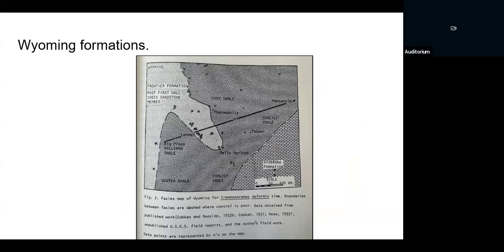So I started with my master's thesis and focused mostly on Wyoming for that. And this diagram shows the major formations that you see in Wyoming. So you have the Frontier Formation over here. The Cody Shale is in here. And then the Niobrara chalks and limestones go in there. So these are the three main formations that I worked in for my master's and PhD work.